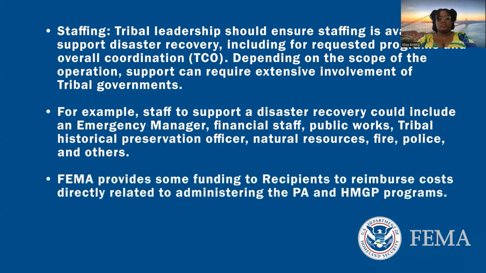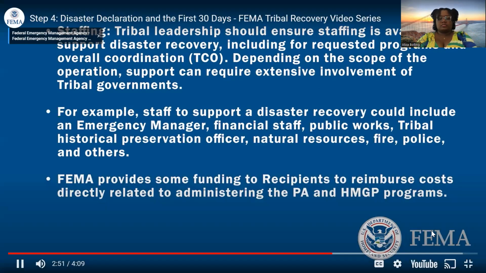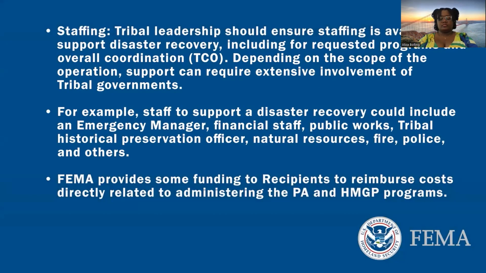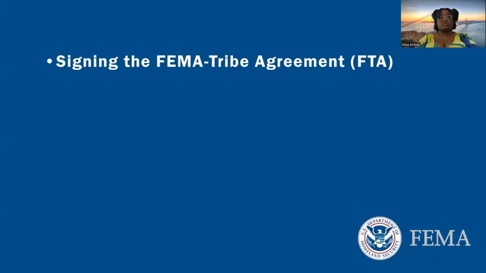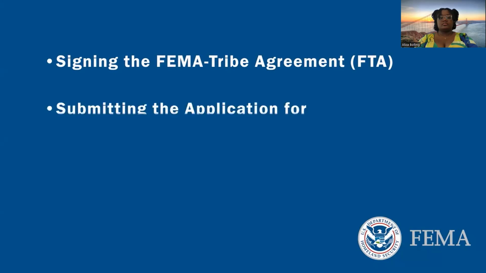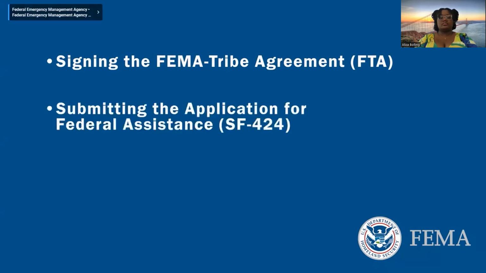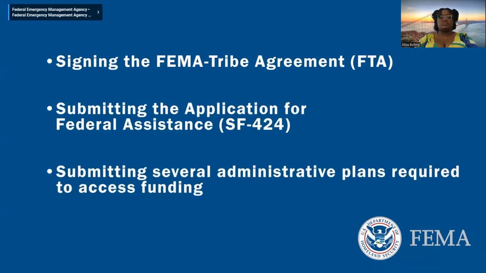FEMA provides some funding to reimburse costs directly related to administering the public assistance and hazard mitigation grant program. FEMA will assist recipients in fulfilling post-declaration requirements, including the following: signing the FEMA tribe agreement and submitting the application for federal assistance, as well as several administrative plans required to access funding. FEMA staff can provide technical assistance in developing administrative plans.